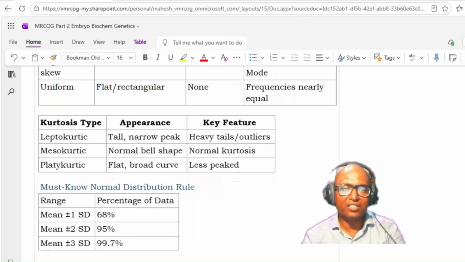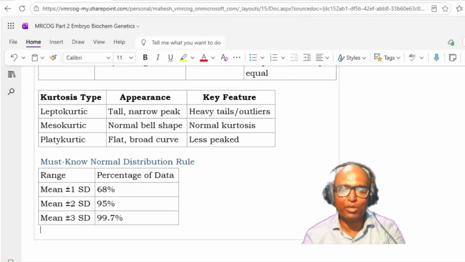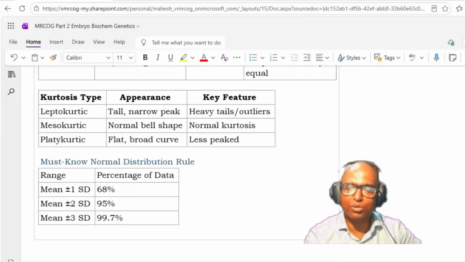There are certain things you should know about the normal distribution rule. Mean plus minus 1 SD is 68%, mean plus minus 2 SD is 95%, and mean plus minus 3 SD is 99.7%. So that finishes today's topic.